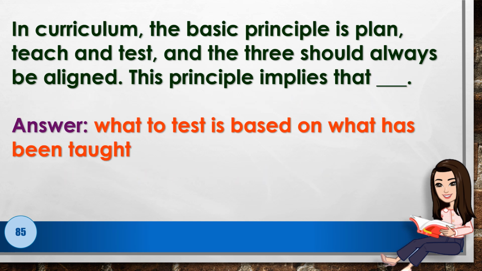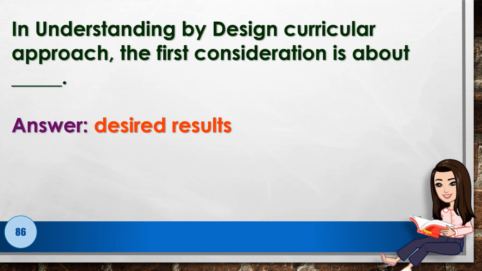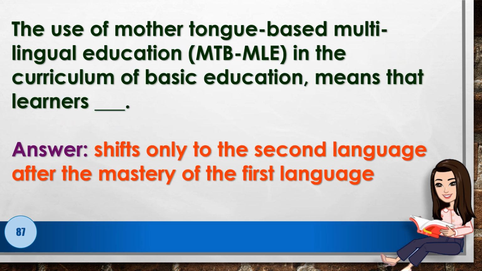85. In curriculum, the basic principle is plan, teach and test, and the three should always be aligned. This principle implies that? Answer: what to test is based on what has been taught. 86. In Understanding by Design curricular approach, the first consideration is about blank. Answer: desired results.